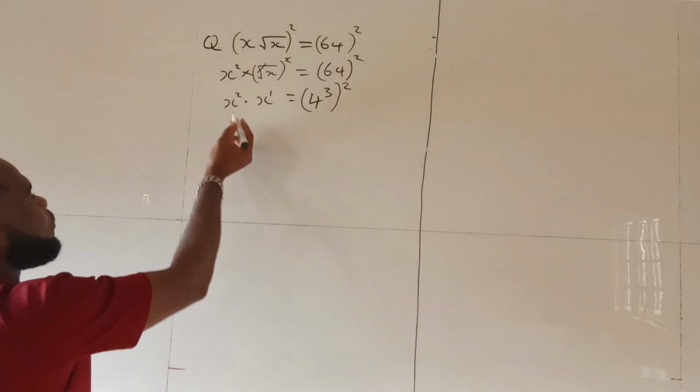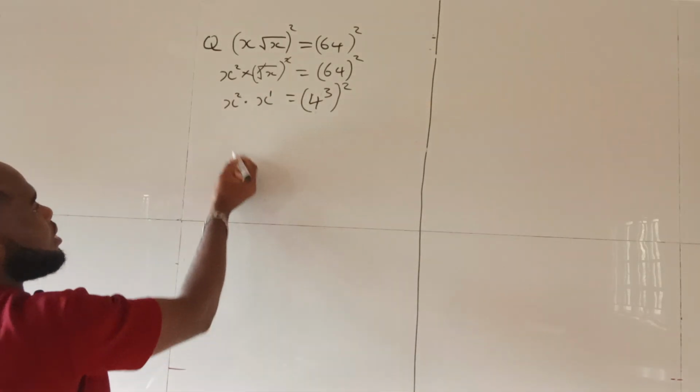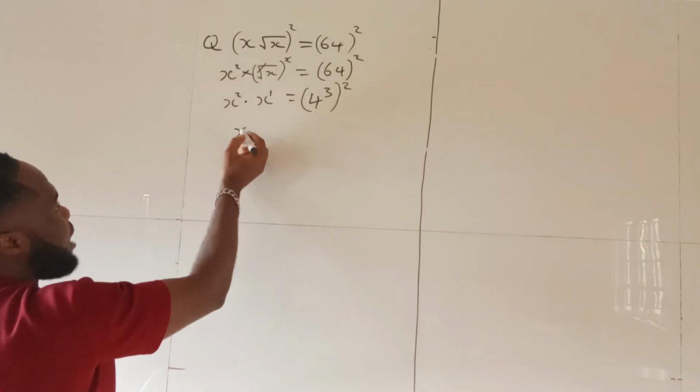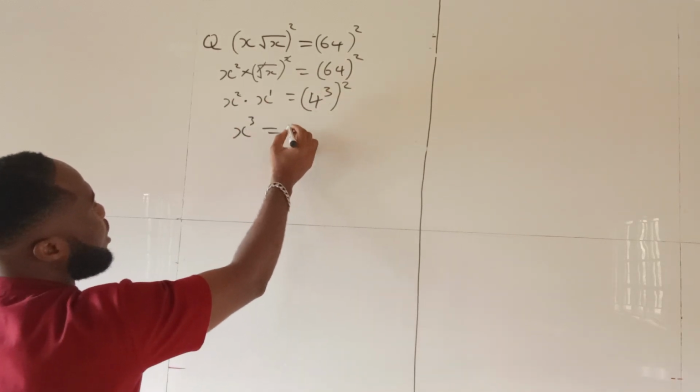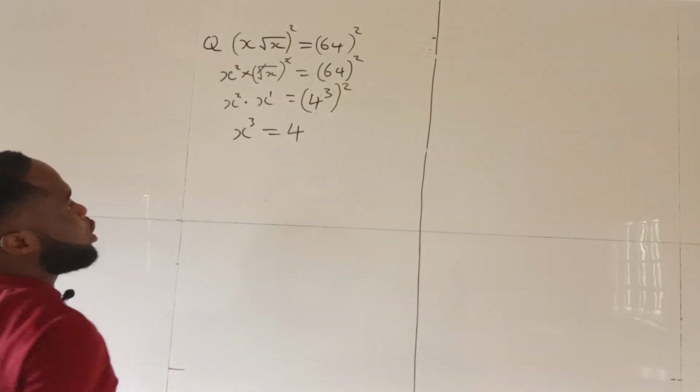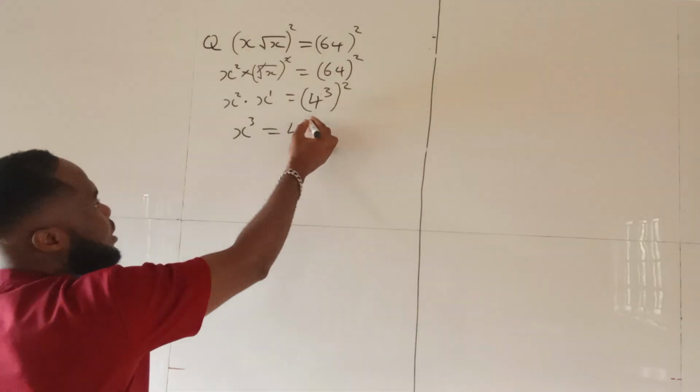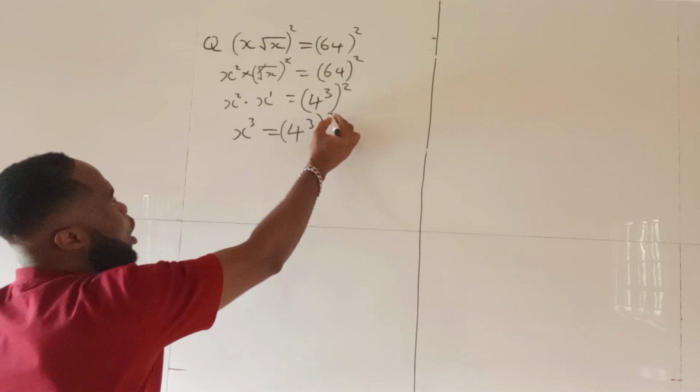You still remember that word? Okay? So from here now, 2 plus 1 is 3. Bringing out the common base, we have x raised to the power of 3, which equals 4 raised to the power of 3, then all raised to the power of 2.